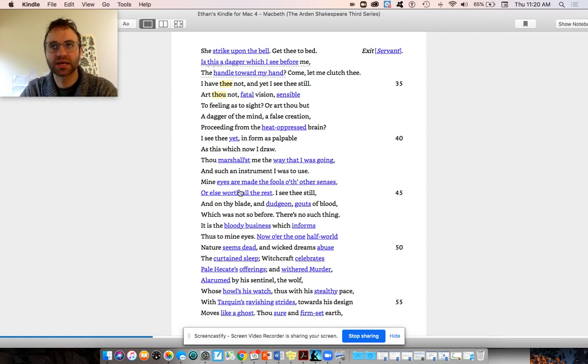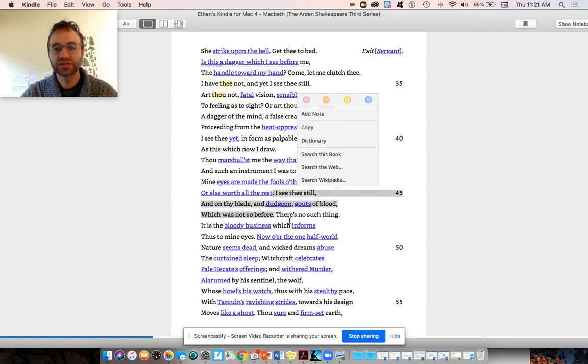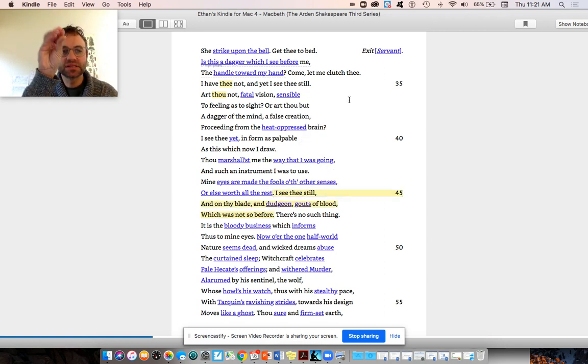So he's kind of saying, my eyes are either being tricked by all the other senses, which are showing me that the dagger is not real, or it's the best of all the senses. He says, "I see thee still." He's still talking to this imaginary dagger, this hallucination. And he says, "on thy blade and dudgeon gouts of blood, which was not so before." So he's saying on the blade, he sees little drops of blood, which wasn't there before.